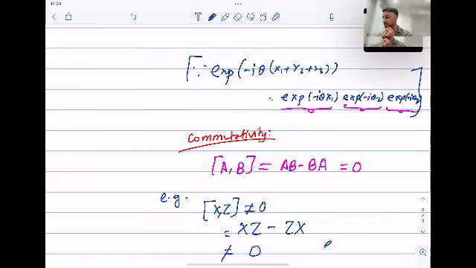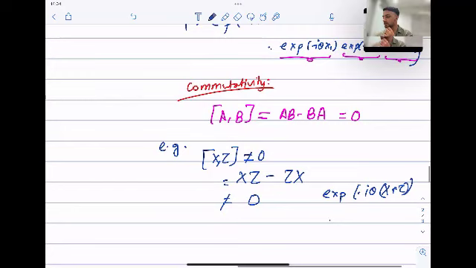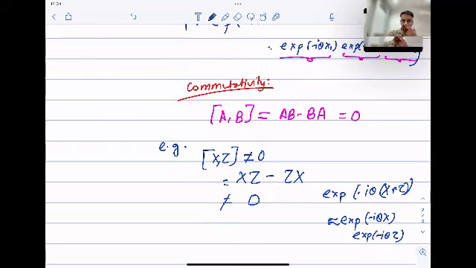Okay, so if I had something like exponential of i theta, X plus Z, I wouldn't be able to write it as a product. It would be an approximation. I won't get into what this approximation is called, but this wouldn't be exact. Just keep this in mind. And there would be second order terms, third order terms, and so on and so forth. But yeah, this is not true. So in general, this is not exactly equal if they don't commute.